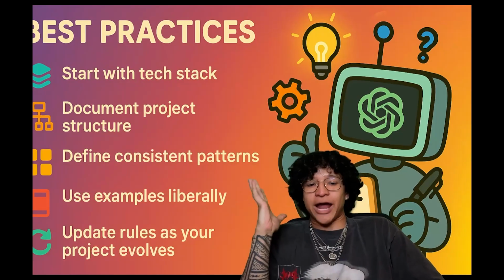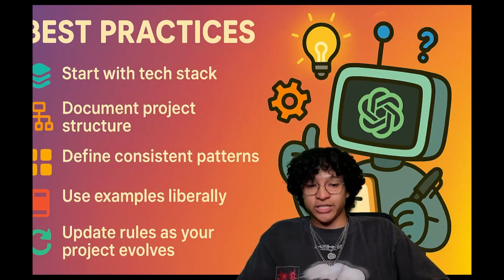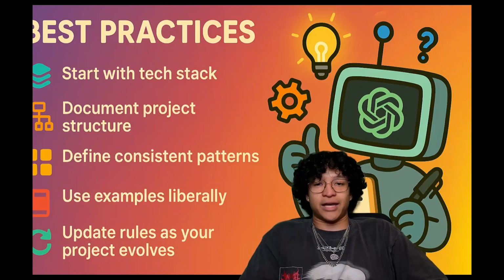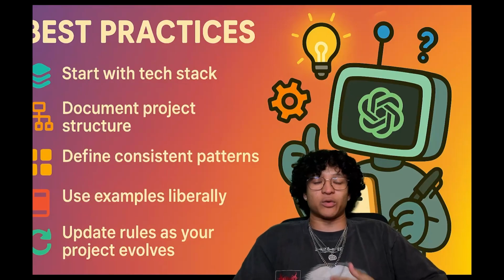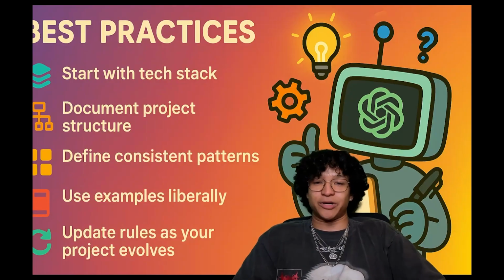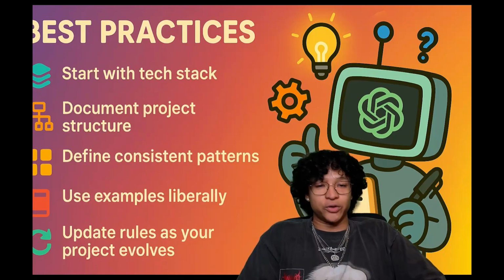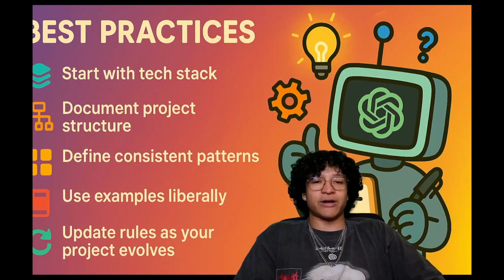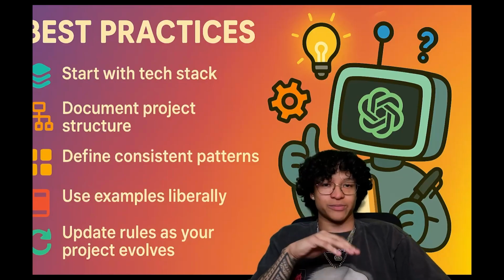And just overviewing best practices, start with the tech stack. Be very explicit about the different libraries and frameworks you're using. Make sure you document your project structure so the AI knows where all your different modules and separated concerns lie. Make sure you define consistent patterns just so every AI agent that works with your code base stays 100% consistent. It's as if one single dev made this and not a bunch of different devs that have no idea what they're doing. And use examples liberally when you can. The more specific examples you could give the AI coding agents, the more likely their output will be exactly what you want. And make sure you update your rules as the project evolves. You don't want your rules to be outdated, so keep that in mind.